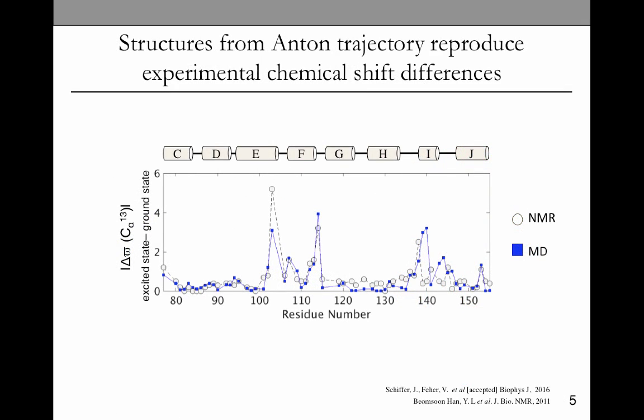Back-calculated chemical shift differences between these two states align very well with experimental results. So on the x-axis here is the residue number. The y-axis is the chemical shift difference between the ground and the excited state. And above this graph, you can see the different secondary structures in the C-terminal domain of the L99A mutant.